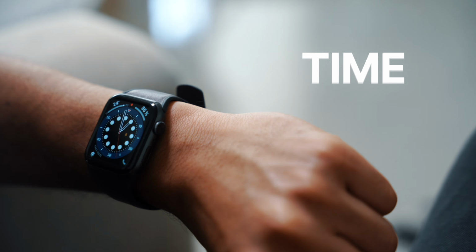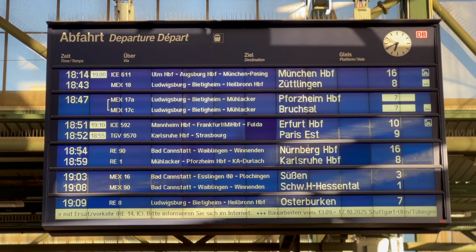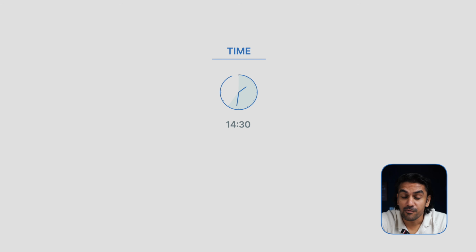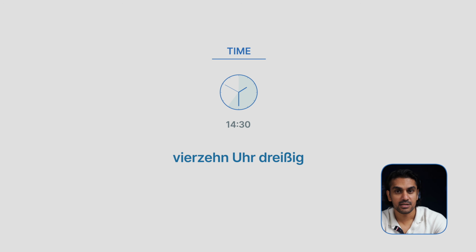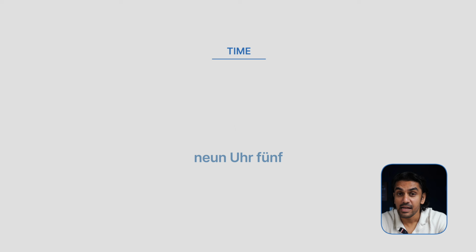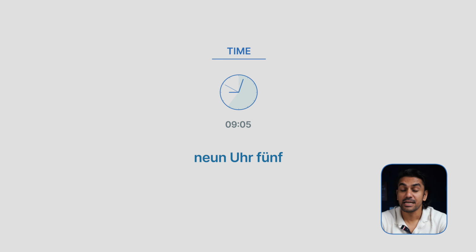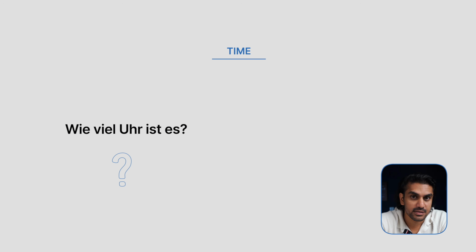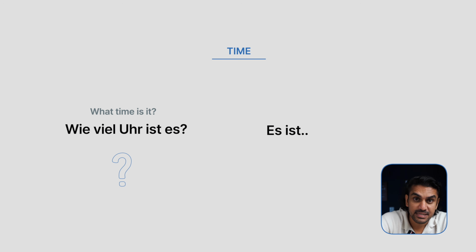Another really common place that you will use numbers is when telling the time. And there are two main ways to tell time in German. The first one is the official way, the kind you will hear in timetables, announcements, or anything formal. And here you simply say the hour and minute with the word Uhr in between. For example, 14:30 becomes vierzehn Uhr dreißig, literally 14 o'clock 30. And 9:05 means neun Uhr fünf. And to ask for the time in German, you can say wie spät ist es or wie viel Uhr ist es. Both mean what time is it. And when answering, just start with Es ist and then say the time.